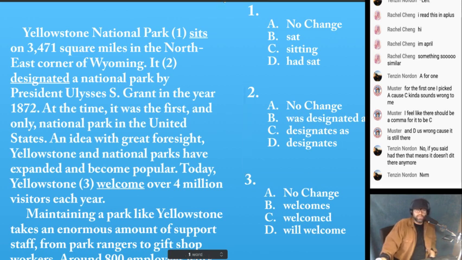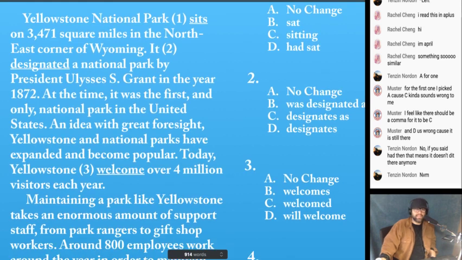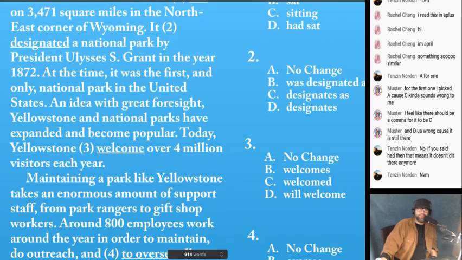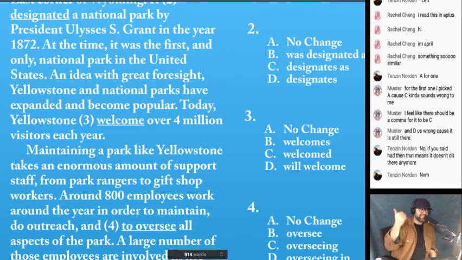Number three, today Yellowstone welcome over 4 million visitors each year. We need to check the tense, match the number, and check the parallelism. There's no parallelism here. Yellowstone is the noun, and welcome is a plural verb form. Yellowstone is singular, so it needs to be welcomes. The answer to three is B.